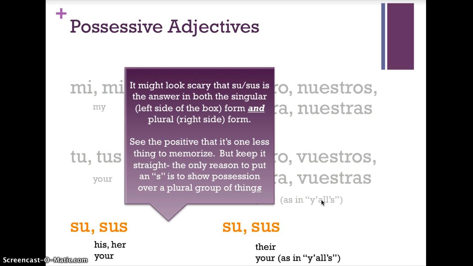It might look scary that su and sus is the answer in both the singular, the left side of the box, and the right side or the plural side. But it's actually a good thing because it's one less thing for you to memorize. But also, you need to make sure you keep it straight because the S is only added if they're showing possession of a group of things. So I can say sus pizzas for your pizzas or his pizzas. And then I can say su padre for their father. So it only matters if the thing you're showing possession of is plural.